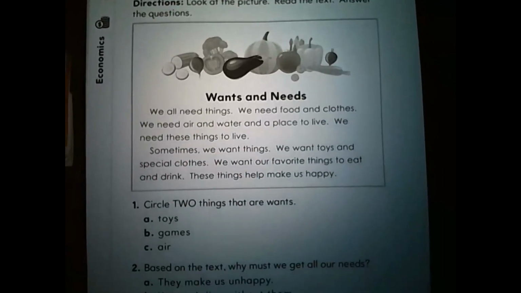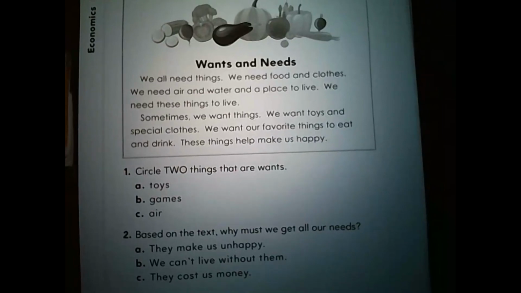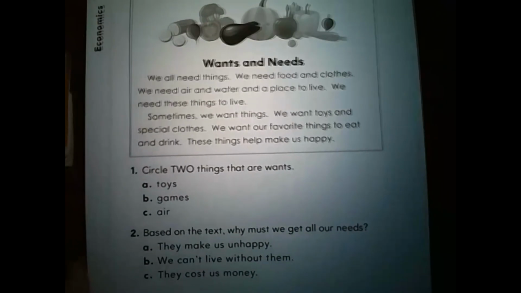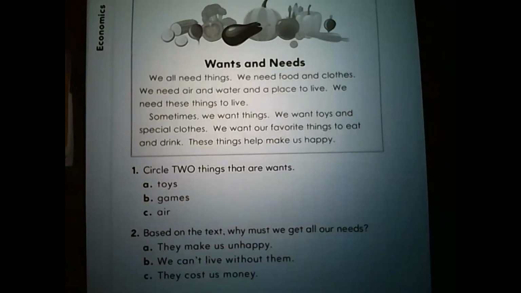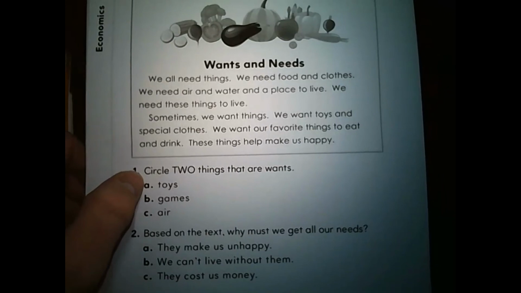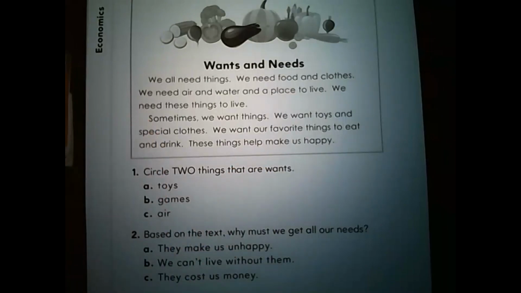With that all out of the way, now let's go ahead and look at our 2 questions. It says, circle 2 things that are wants. Our choices are toys, games, and air. What are 2 things that we want? Think about what we need, what helps us live, and think about what makes us happy. The stuff that makes us happy are our wants.